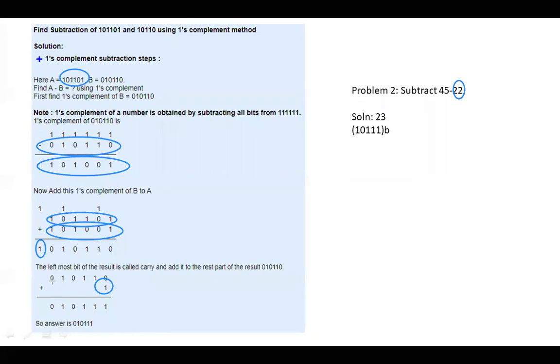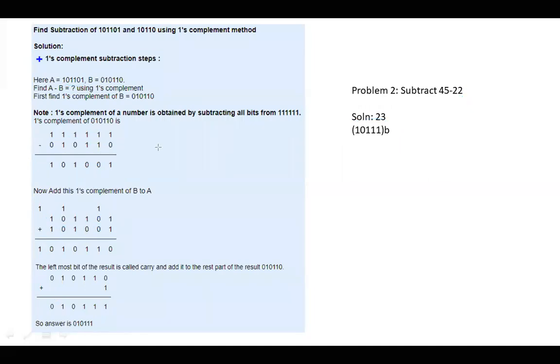What was the result? 010110 plus 1. So it will be 10111. 10111 is nothing but 23 in binary, which is our solution. So I'll repeat the steps.